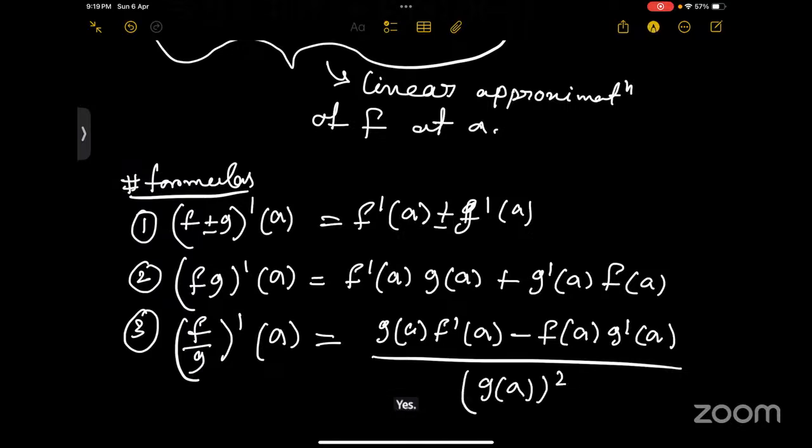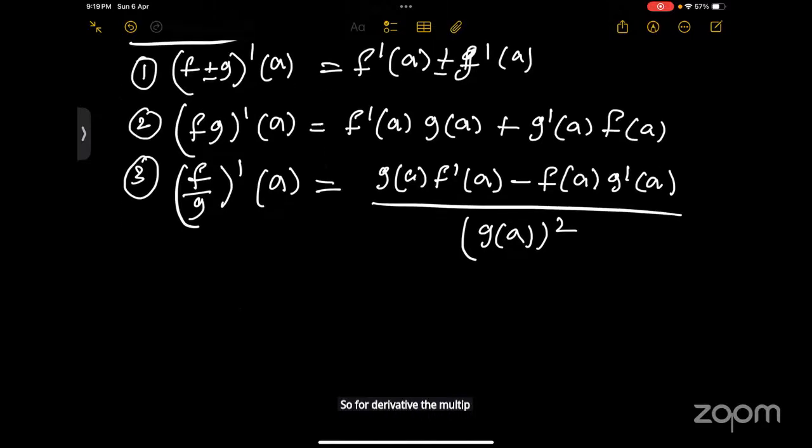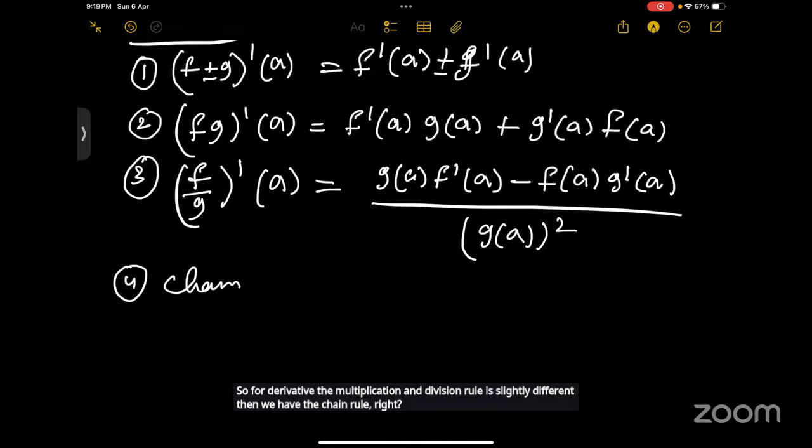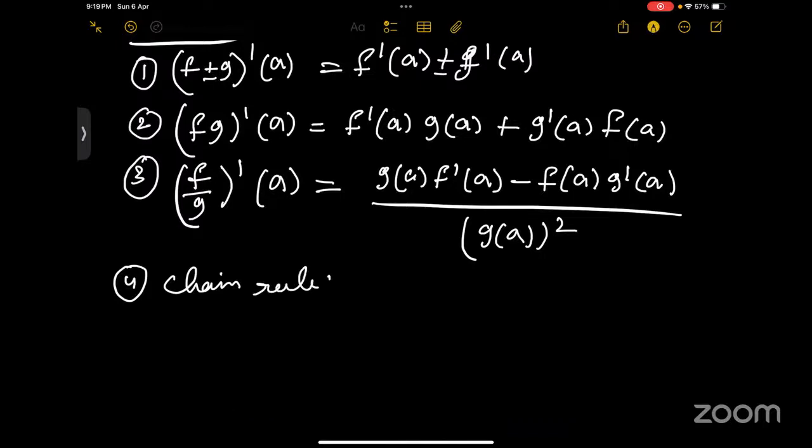So for derivative, the multiplication and division rule are slightly different. Then we have the chain rule, right? And chain rule is for composition of function, right?